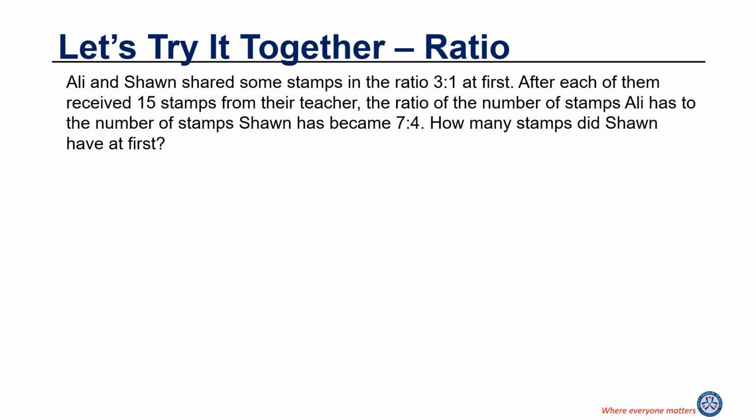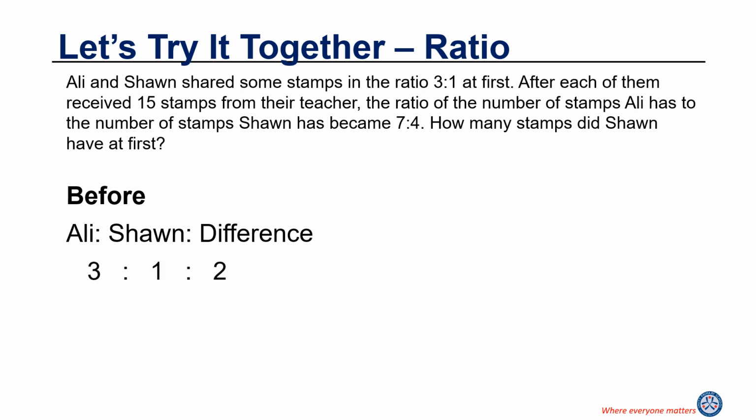Ali and Sean received the same number of stamps from their teacher, so the difference between the number of stamps each boy has remains the same. For the before situation, the difference between the number of stamps Ali has and the number of stamps Sean has is 3 units minus 1 unit, which is equal to 2 units. So, the ratio of the number of stamps Ali has to the number of stamps Sean has to the difference is 3 to 1 to 2.